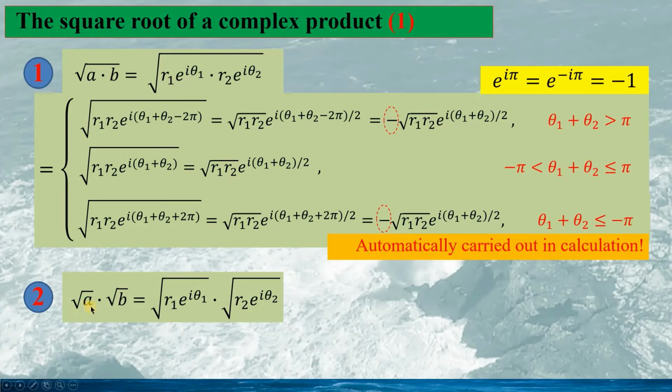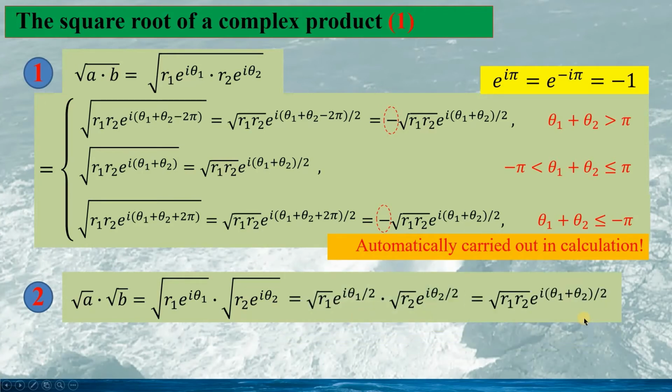And for the square root first, then we have the expression as this, and the calculation this and this. So we can see for complex numbers, the square root of the product of A times B would be different from the product of the square root of A times the square root of B, since for different situations we may have different values.